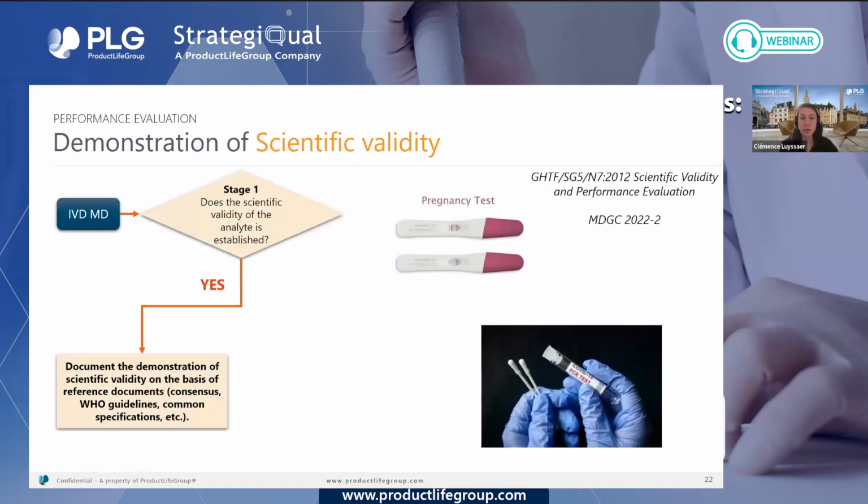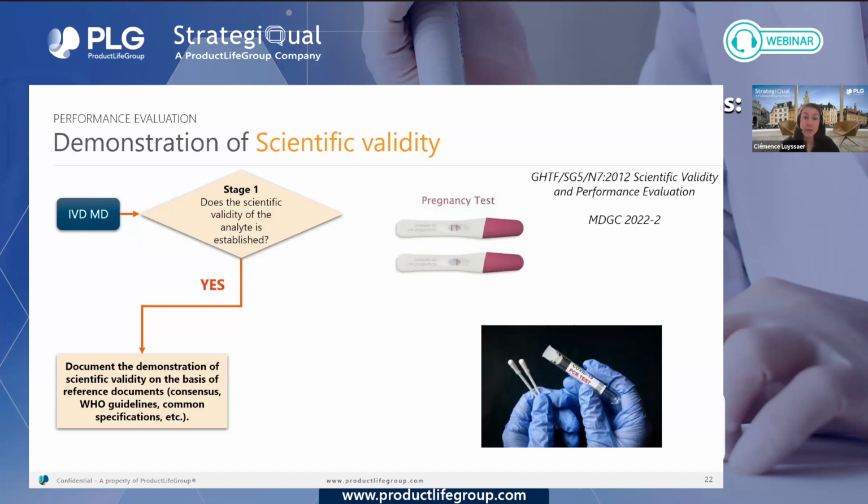If there is a consensus, scientific validity is established. This is the case for devices such as pregnancy tests, where we know that beta-HCG is produced by the embryo shortly after conception, making it an ideal marker for detecting pregnancy. Another more recent example is PCR testing to detect people infected with COVID virus. The scientific validity of S or N protein RNA is widely described in the literature by the WHO and even in the guideline MDCG 2021-21.